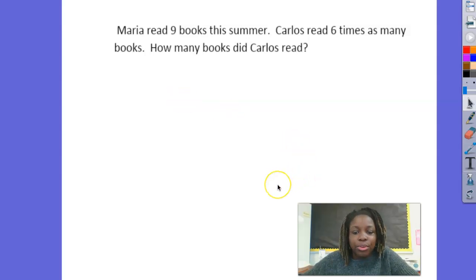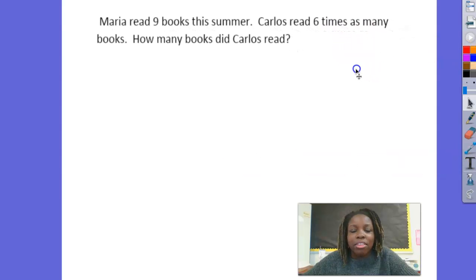All right, you guys. So today we're still talking about multiplicative comparison problems. So you should be used to solving these now. I know you're like, oh, Miss Brown, I'm so tired of this. Or maybe you guys are like, yes, I love this. So hopefully by today you'll get a better understanding and get used to solving these types of problems.